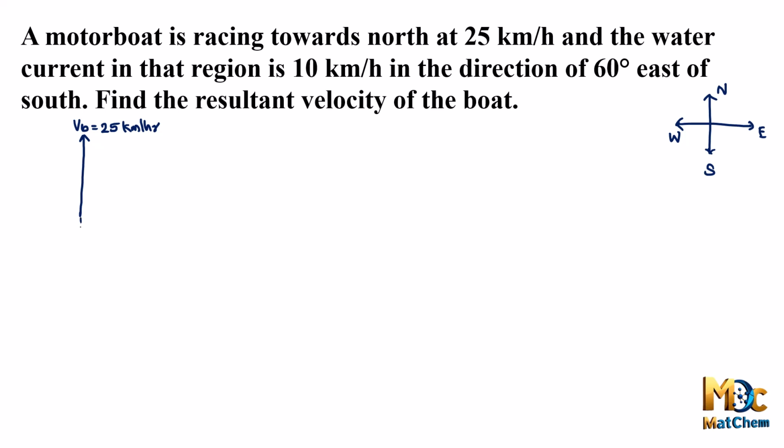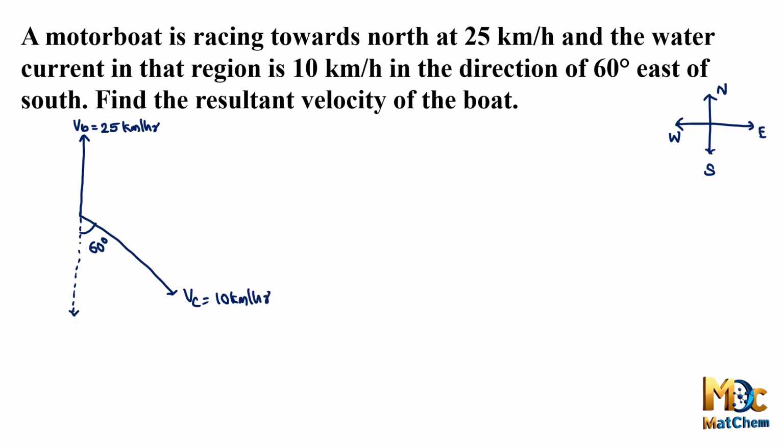So VB is in the northern direction, so this is going to be the southern direction. 60 degree east of the south means from south, 60 degree towards the east. So this angle will become 60 degree. This is the velocity of the current that will be equal to 10 km per hour. We need to find out the resultant vector.